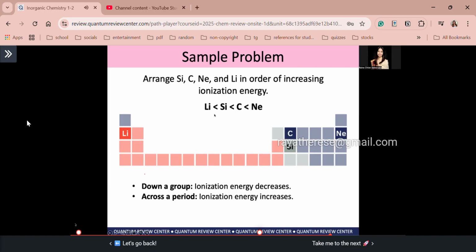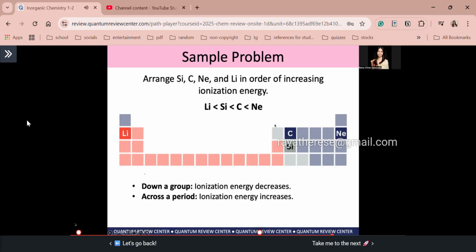Yes, it's this. In order of increasing energy, lithium, silicon, carbon, then neon ang may pinakamataas na ionization energy based on this trend. Okay? Tama naman guys, diba? Sagot nyo? Kasi nasa leftmost, si lithium siya ang may pinakamaliit na effective nuclear charge. So, siya yung may pinakamaliit na ionization energy. Followed by silicon. Okay? Mas mababa ang ionization energy niya than carbon because down the group, IE decreases. Okay. Then, si neon naman ang may pinaka-malaking ionization energy because of its effective nuclear charge. Siya may pinaka-malaking effective nuclear charge.